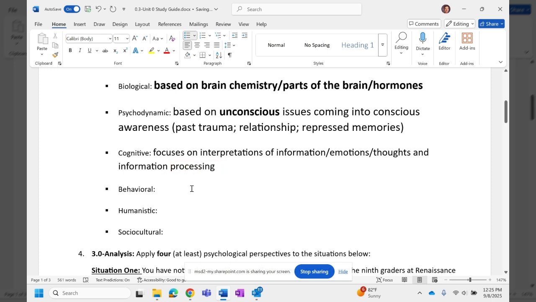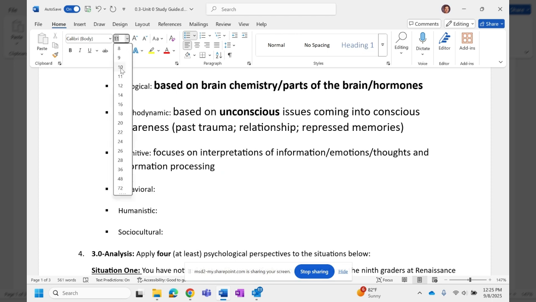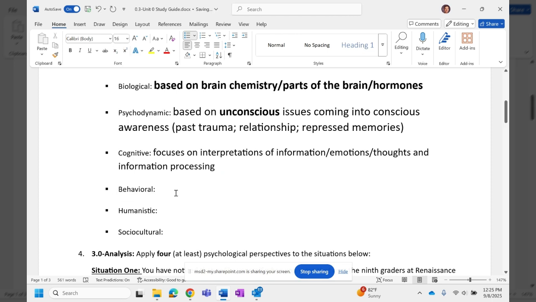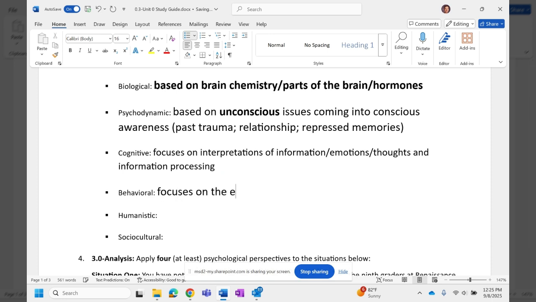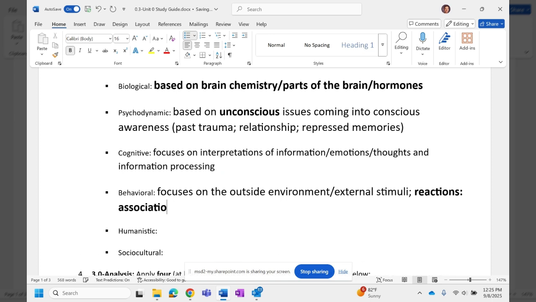Behavioral would be more about the environment. So not what's happening internally when you're taking in information, but that information itself and its impact on you. So this focuses on the outside environment, or they say external stimuli and reactions. So we say associations that you've made. We'll learn about that when we get to the learning unit, and consequences. We'll learn about that as well.